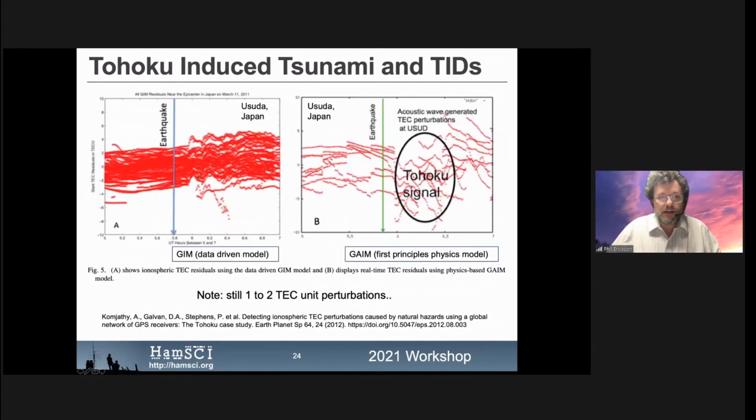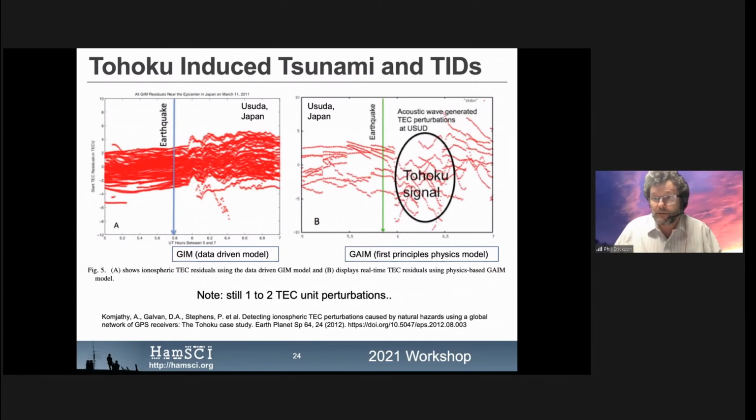This is a model that is driven by the actual data taken near Usuda. This is another first principles physics model, but if you look at the wiggles and if you have really good eyes and you look at your scale, once again, we're talking about 1 to 2 TEC unit perturbations. So let's continue to be numerate.